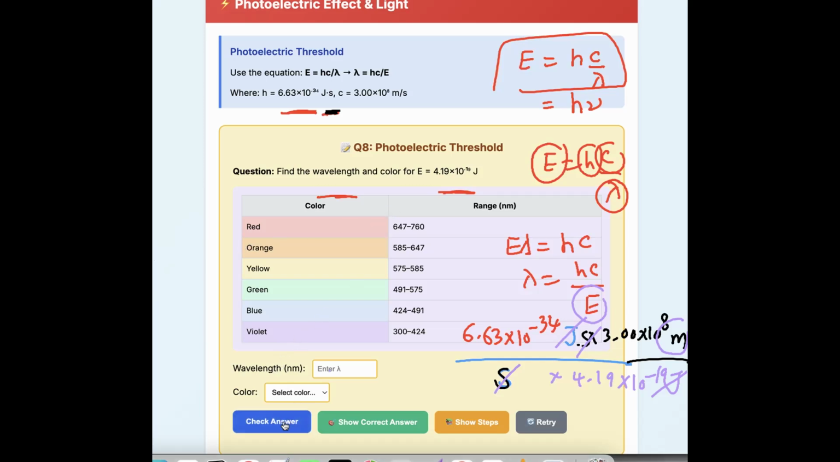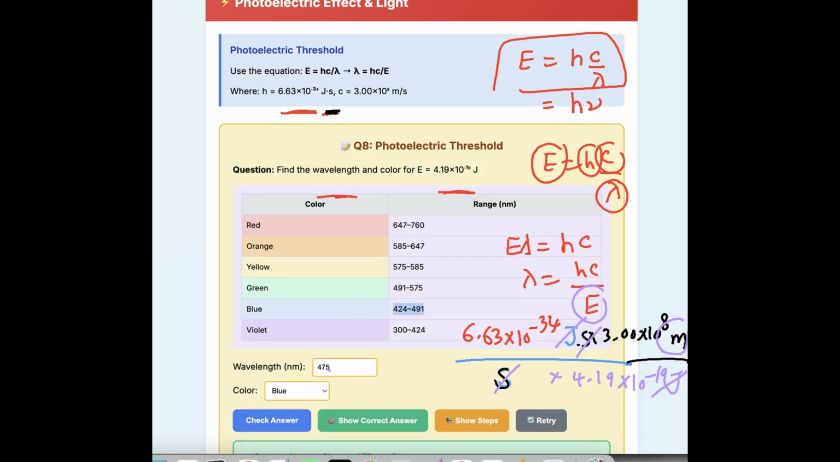By the calculation, I see my answer as 475 nanometers. Take care, the answer will come in meters first, but then you have to multiply by 10 to the power of 9 so that you can get it in nanometers. Then you see the range of colors, which gives you different ranges of color. I can see that 475 is closest to blue. Blue is from 424 to 491, so the answer is blue.